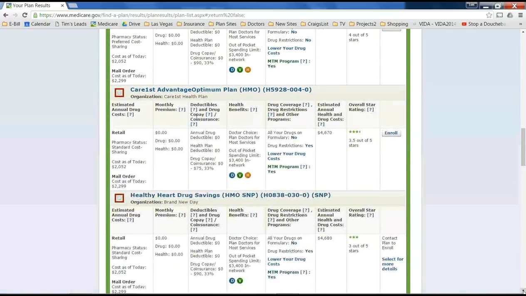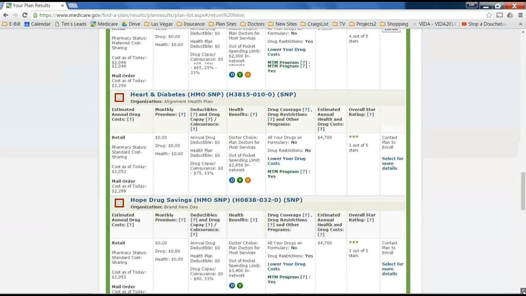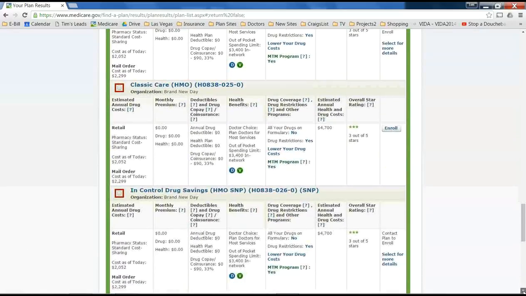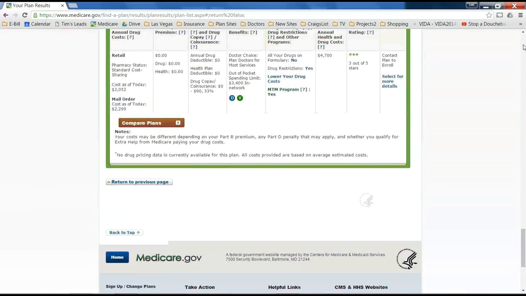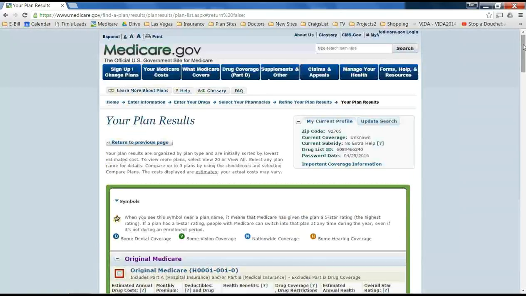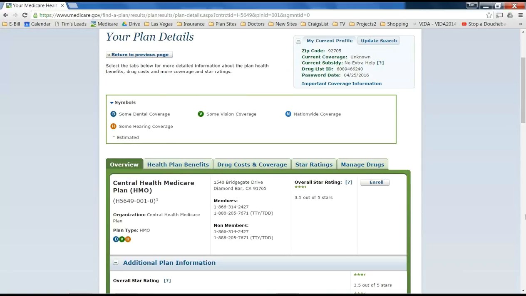Care First, so all these are right around $2,000. So I'm just scrolling down here, making comparisons. These are all pretty similar because of that formulary option. So let's go ahead and go into Central Health, and we'll see the breakdown for them. Cost of drugs and coverage.